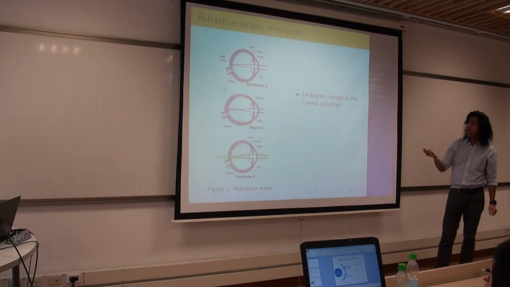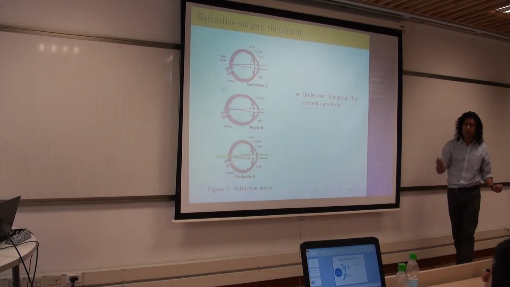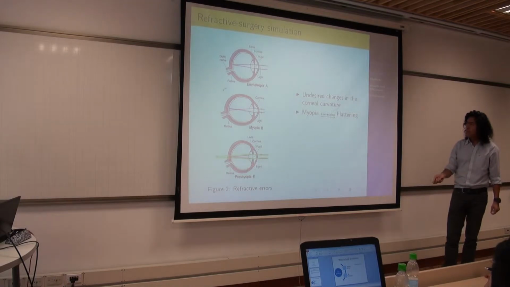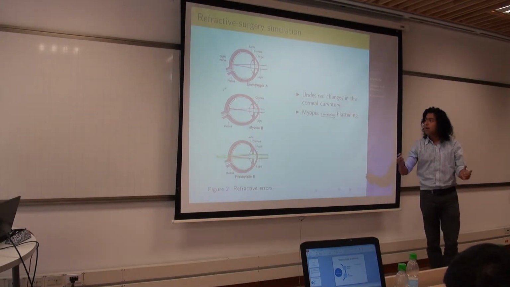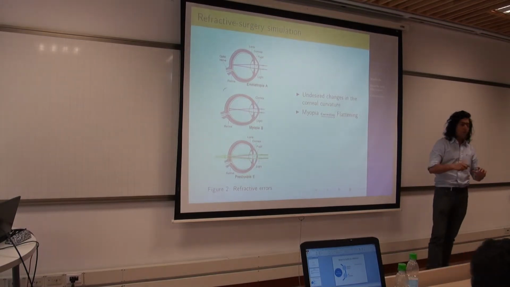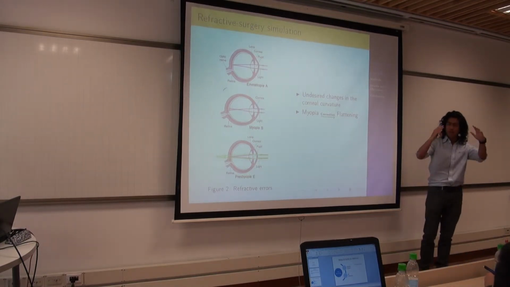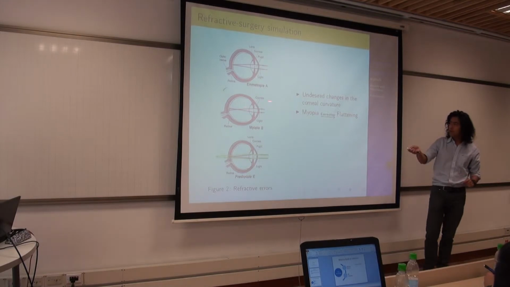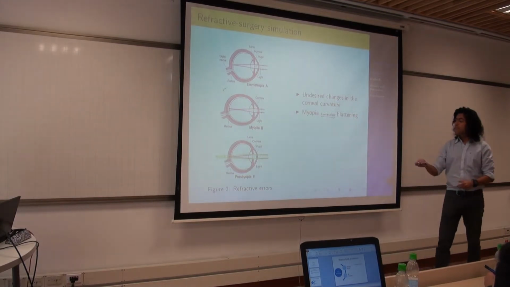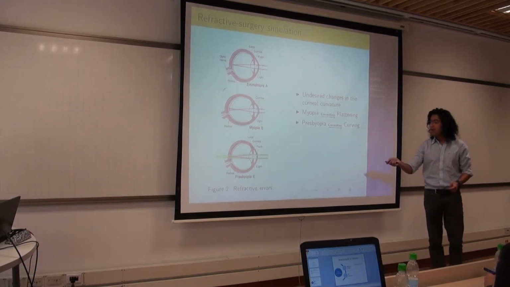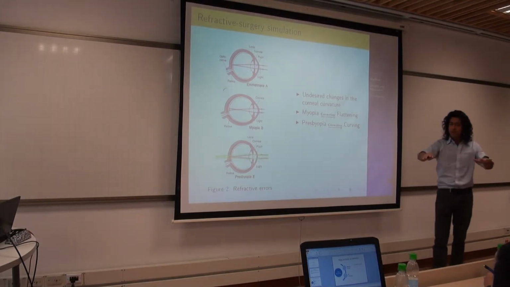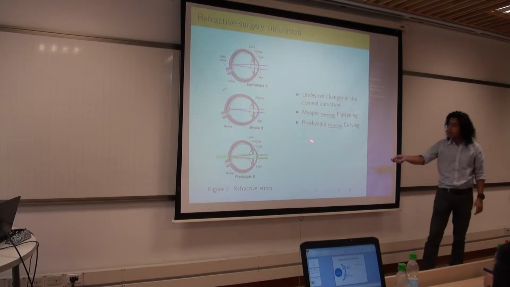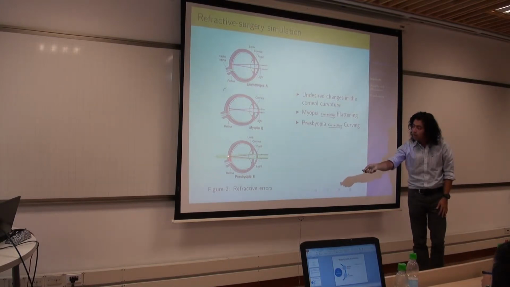As we said, refractive error is an undesired change in corneal curvature. As I said, myopia is caused by an excessive curving of the cornea. So what we must do is flatten the cornea, so reduce the curvature of the cornea right here. On the contrary, in presbyopia we have a really flattened cornea. So what we must do is curve the cornea in order for the focus to go right on the retina.